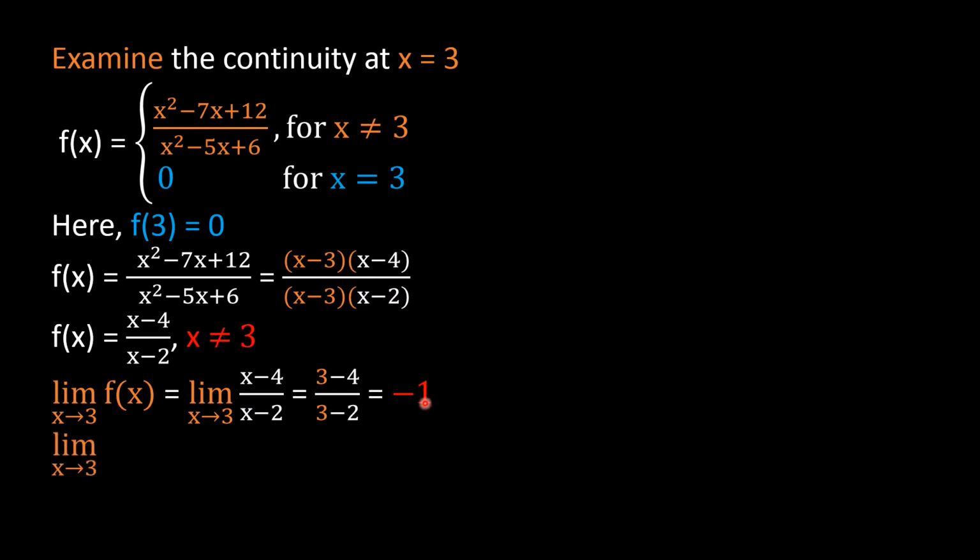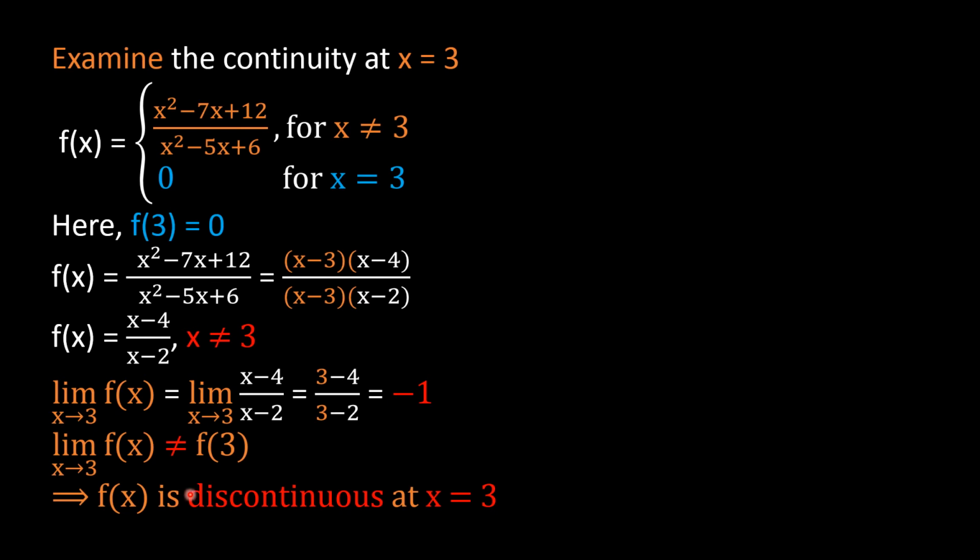Now the limit of f(x) as x approaches 3 is minus 1, and f of 3 is equal to 0. Therefore, the limit of f(x) as x approaches 3 is not equal to f of 3, which implies that f(x) is discontinuous at x equals 3.